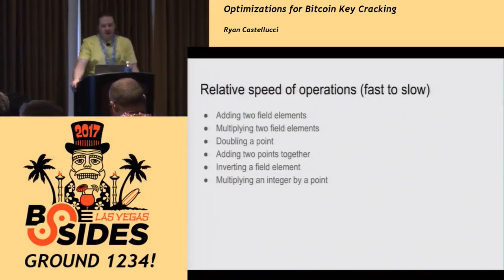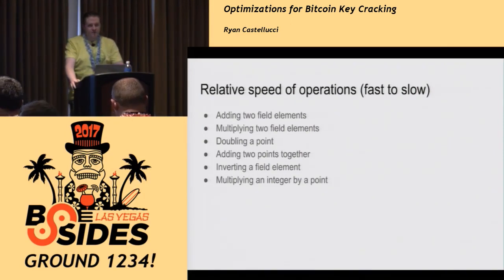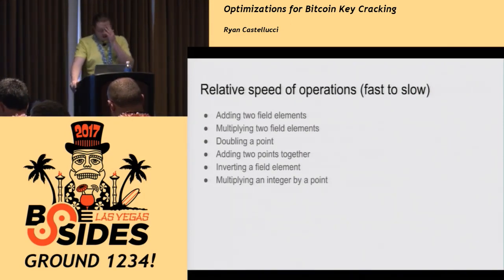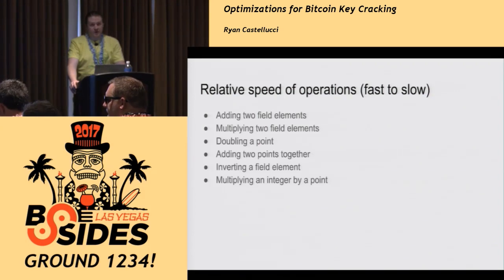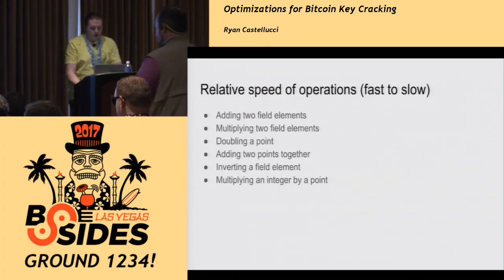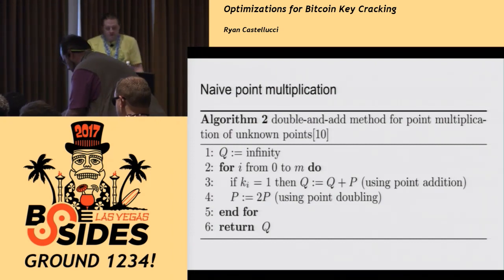Before we get into some of the mathier bits here, I wanted to briefly mention that there are some pretty serious differences in speed between the different operations you can do on an elliptic curve. Adding 2 field elements, super fast. Multiplying 2 field elements, pretty fast. Doubling a point, fast. Adding 2 points together, it's all right. Inverting a field element, kind of slow. Multiplying an integer by a point, which is deriving a public key, that's about the slowest part. So let's talk about point multiplication.